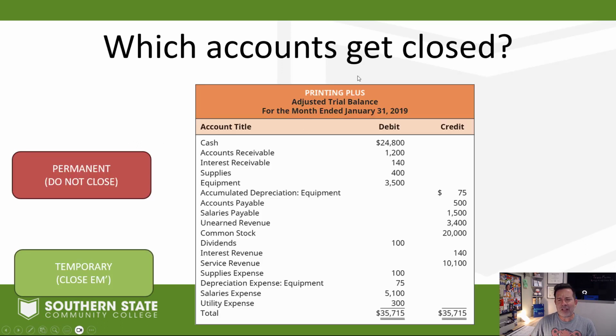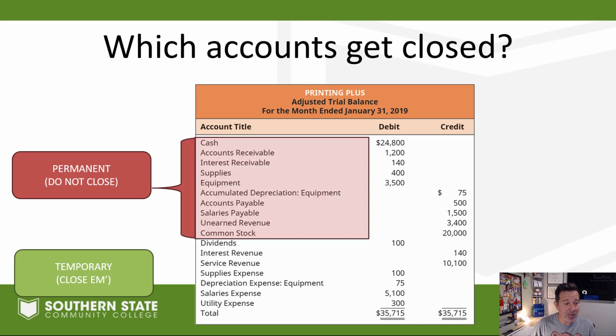So which accounts exactly are going to get closed? As I mentioned, your income statement accounts are going to get closed. Your balance sheet accounts are not. So there's my balance sheet accounts on that trial balance. They are permanent. We don't reset the cash account. We don't reset equipment. We don't reset accounts payable. We don't reset balance sheet accounts back to 0. They are permanent. Temporary accounts are the income statement accounts and that dividends account. We are going to close them out.